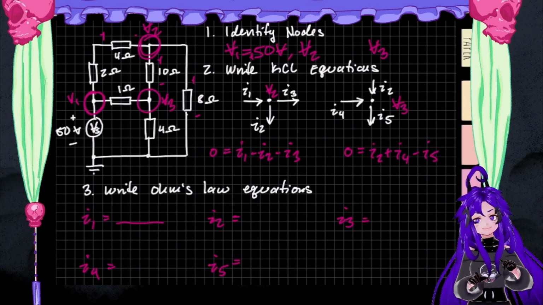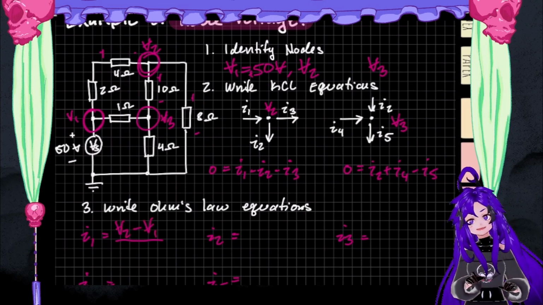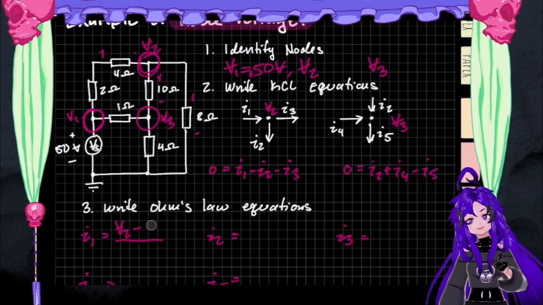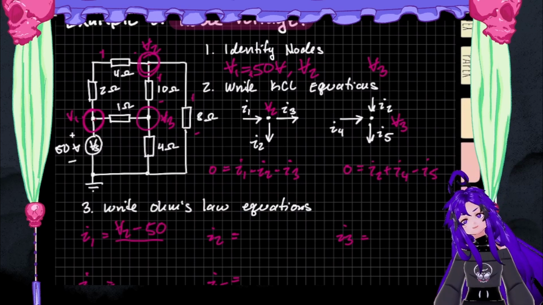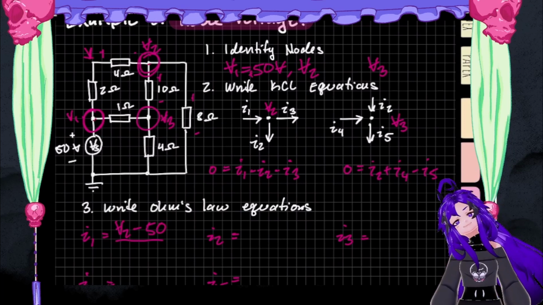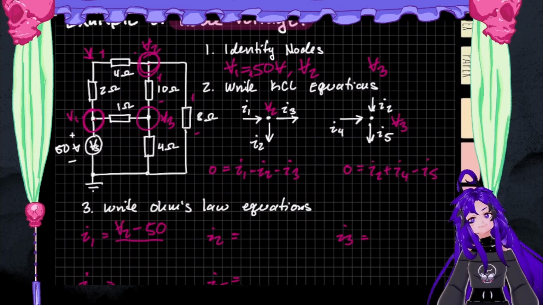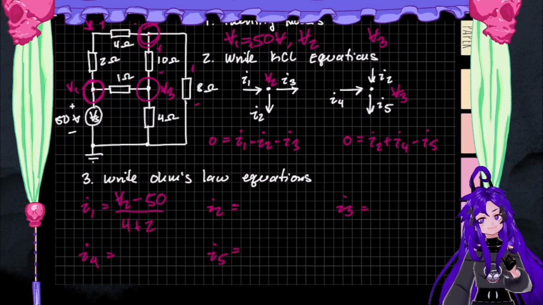So, for I1, the voltage drop is going to be V2 minus V1, or the difference between V2 and V1. And of course, we know that V1 is 50, so we can just write that as 50. And then it's going to be over the resistance. But since we're not using a point between the resistors to get this drop, we need to count both resistors. So this is going to be V2 minus 50 over 4 plus 2. All right.